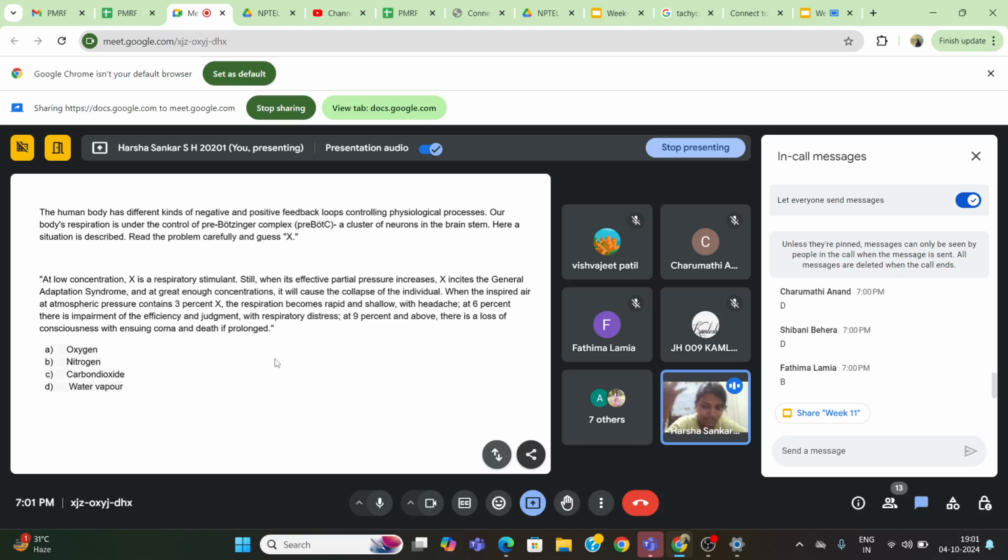We cannot do anything; efficiency, judgment, everything gets affected because our cells are not getting enough oxygen. So our pre-Botzinger complex cannot determine what is happening. Cells are confused because they want oxygen. We are an aerobic organism, right? And at 9% and above, there's a loss of consciousness. Yes, we cannot even know what is happening. We will be unconscious, and if it prolongs for some more time, it can lead to coma, and if it prolongs further, then we are dying. So the correct answer is carbon dioxide.